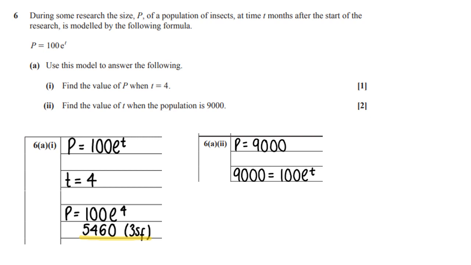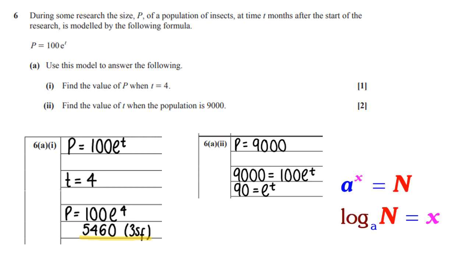So substituting this in, I get 9,000 is equal to 100 e to the t. Now in order to start solving for the value of t, I'm going to divide both sides by 100, which gives me 90 is equal to e to the t. Now in order to find the value of t, I'm going to use the following rule. If a to the x is equal to n, then log base a of n is equal to x.